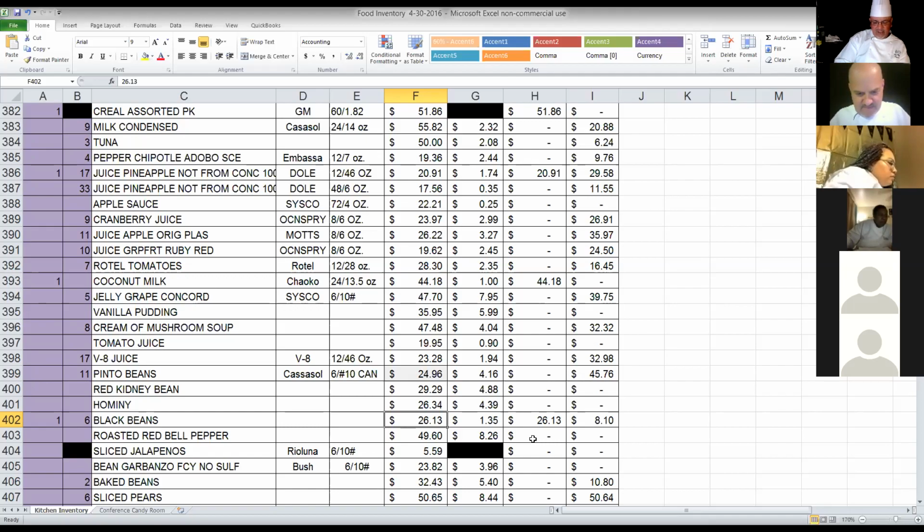$26.13 divided by six. Each can is $4.35, divided by 10 pounds equals 44 cents a pound. You're looking at about 3 cents an ounce of canned black beans. And I need 23 ounces. Okay, but hold on, because I'm messing myself up somewhere.